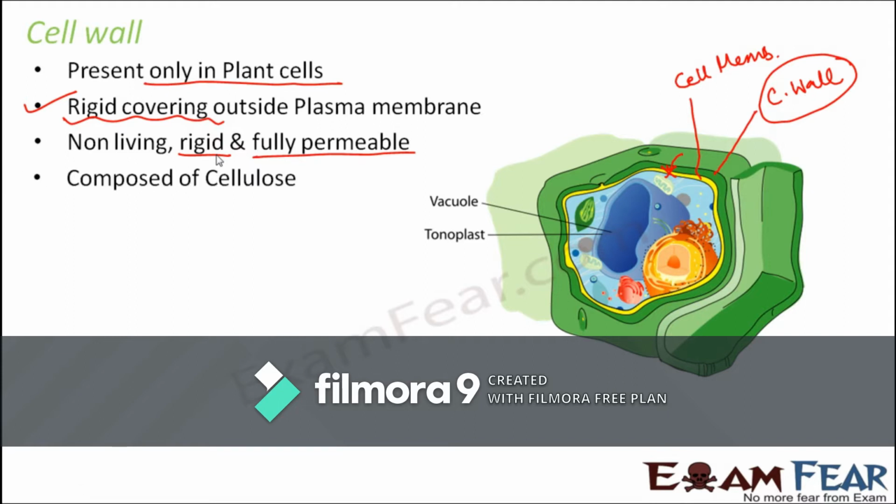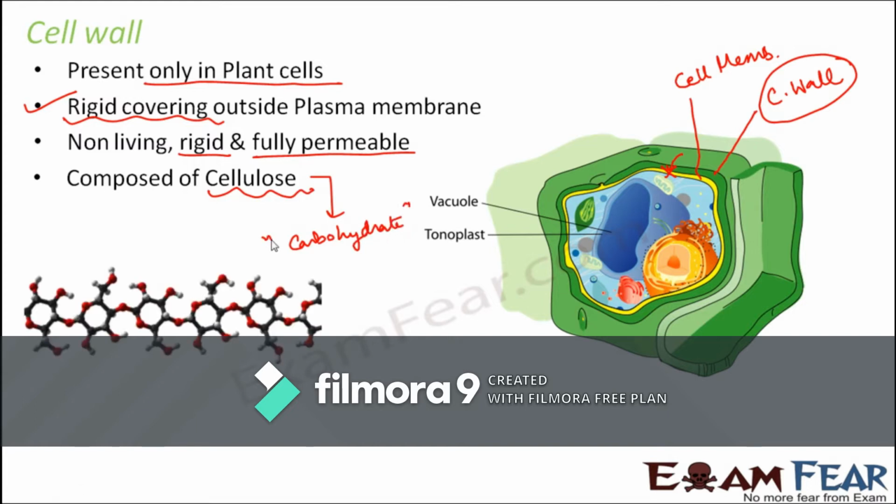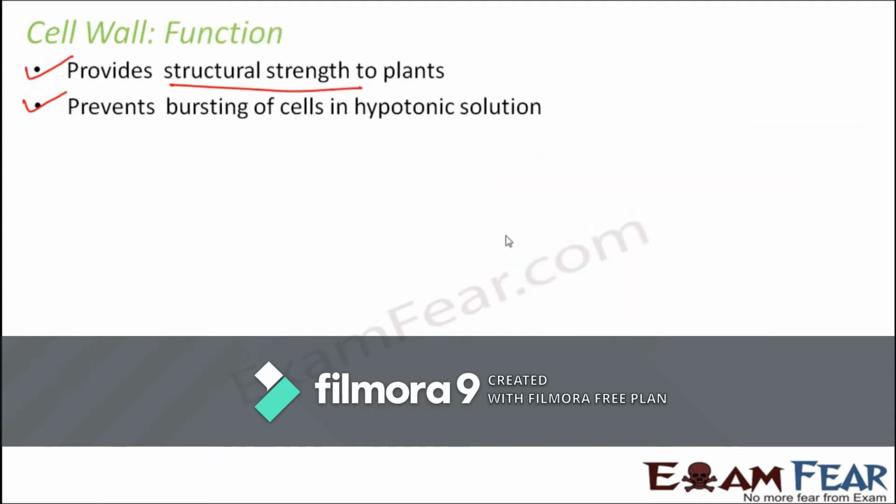It is composed of cellulose. Cellulose is the main component. Like in the case of the cell membrane, which was made up of lipids and proteins, here it is made up of cellulose. What is cellulose? Cellulose is a type of carbohydrate. This is how the structure of cellulose looks. It is a very complex structure, and it is a polysaccharide. That means many small units of monosaccharides or simple sugars get joined together to form this complex branched structure of cellulose.